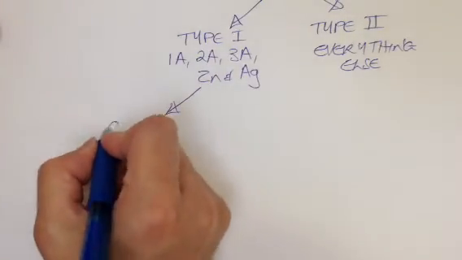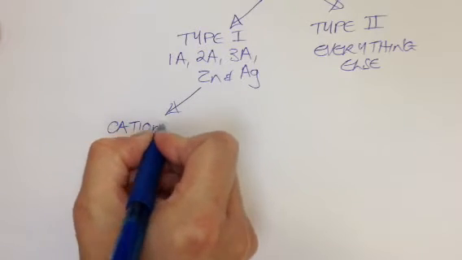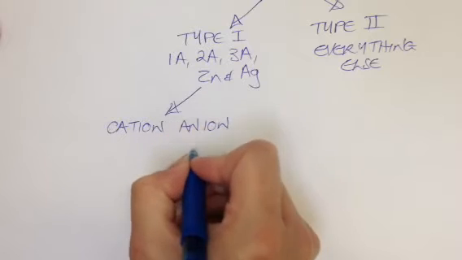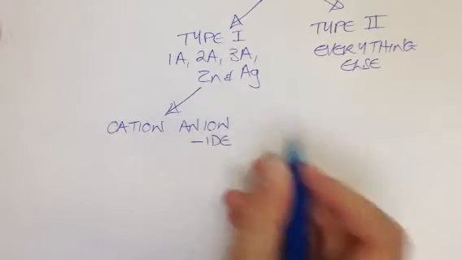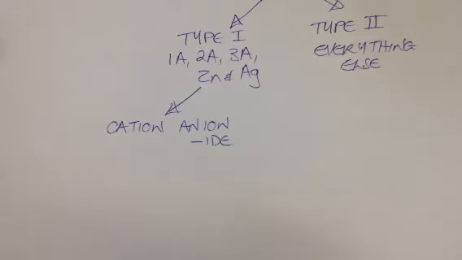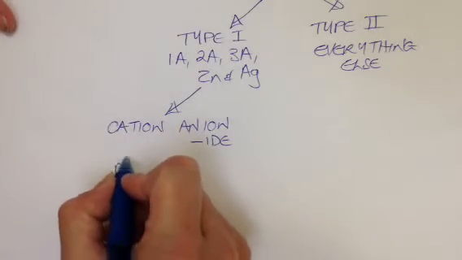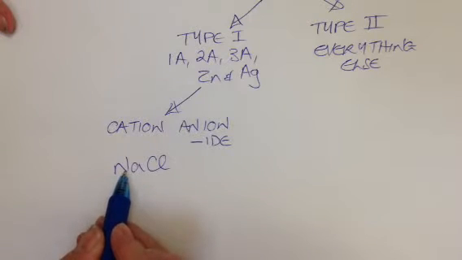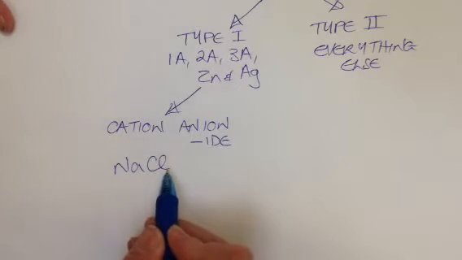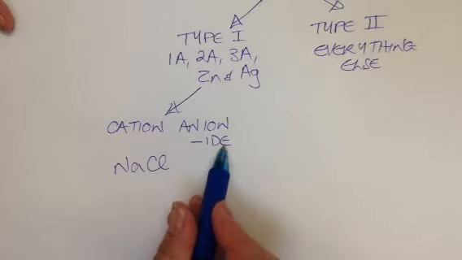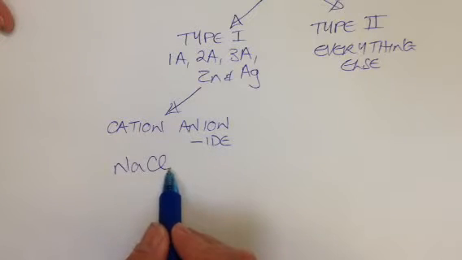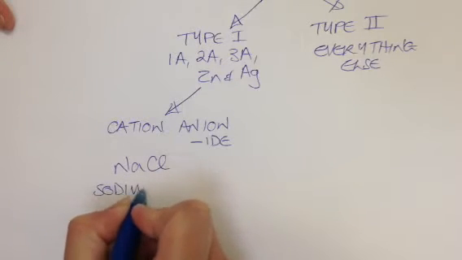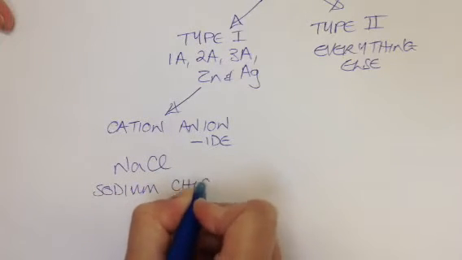You just name the cation, which is the metal name, and then you name the anion, which is the non-metal name, with the ending changed to end in "ide." So, for example, NaCl, you name the cation, sodium, you name the anion, chlorine, and you change the ending of the anion to end in "ide," so it's chloride. So that is simply sodium chloride.